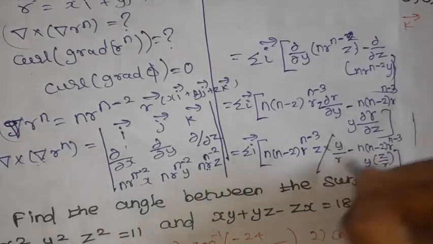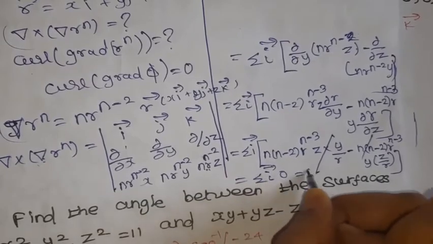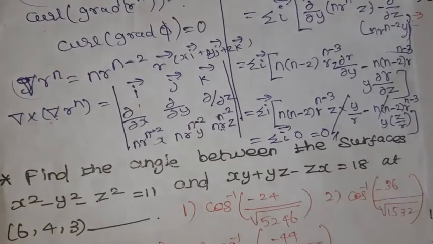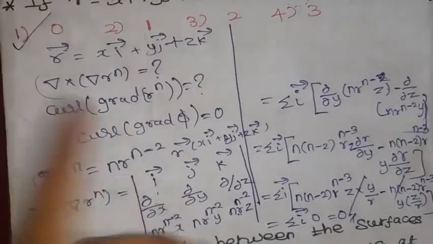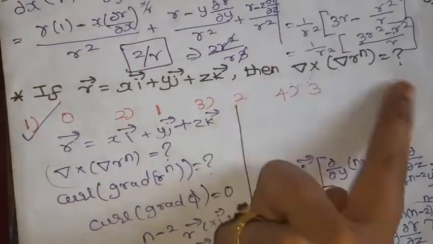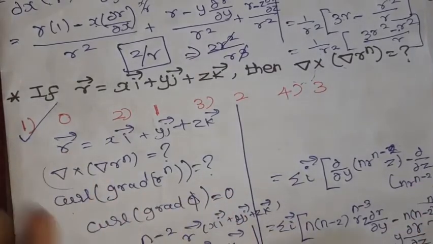So these and these get cancelled, we will get summation I into 0. So we will get 0. When we expand for j also, we are getting the same terms getting cancelled. So from the formula, curl of gradient of anything, we will get 0 only. So on seeing the problem we should not panic. We should know all the formulas.